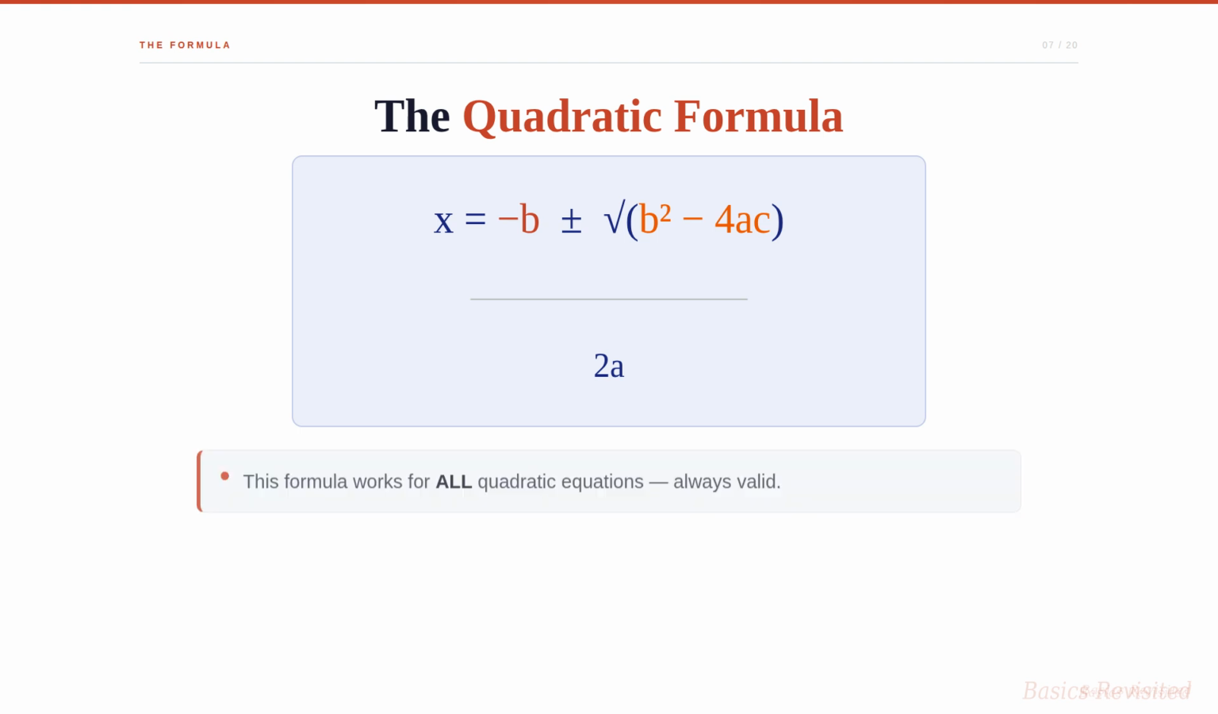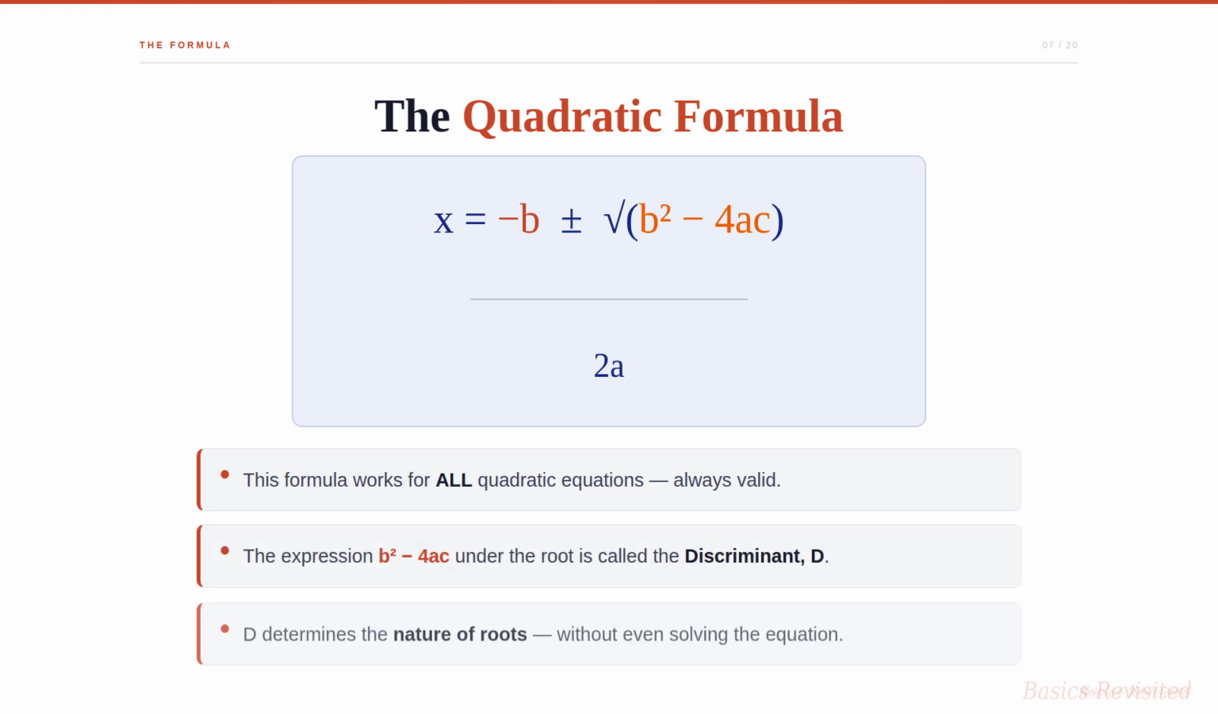This formula works for all quadratic equations, without any exception, whether roots are rational, irrational, or complex. The expression b squared minus 4ac under the square root is called the discriminant. We write it as capital D. D tells us the nature of roots without solving the full equation. This is very powerful.